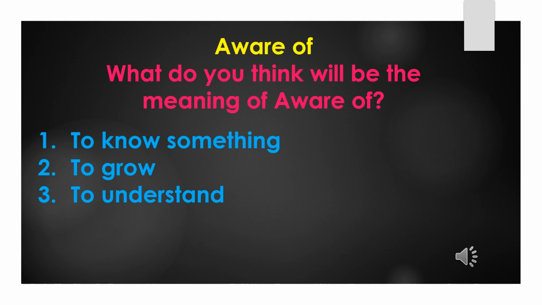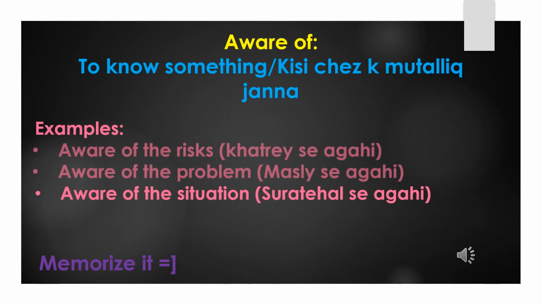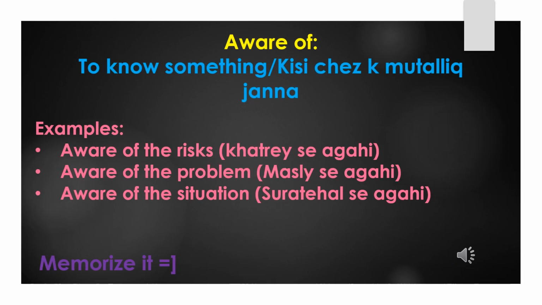Let's move to our next phrasal verb, which is aware of. Can you just guess the meaning with these choices? First is to know something, second is to grow, and third is to understand. The answer is to know something, or you can say किसी चीज़ के मुतालिक जानना. And here we have some more examples. Aware of the risks, खतरे से आगाही, aware of the problem, मसले से आगाही, aware of the situation, सूरत हाल से आगाही.